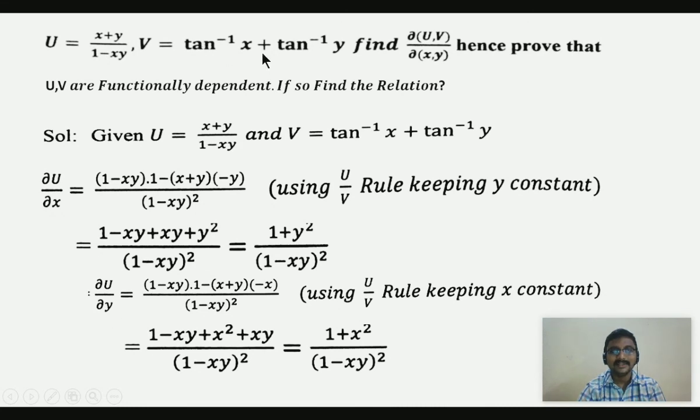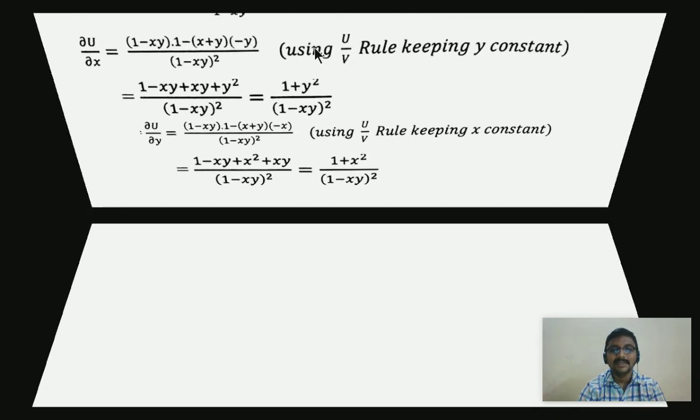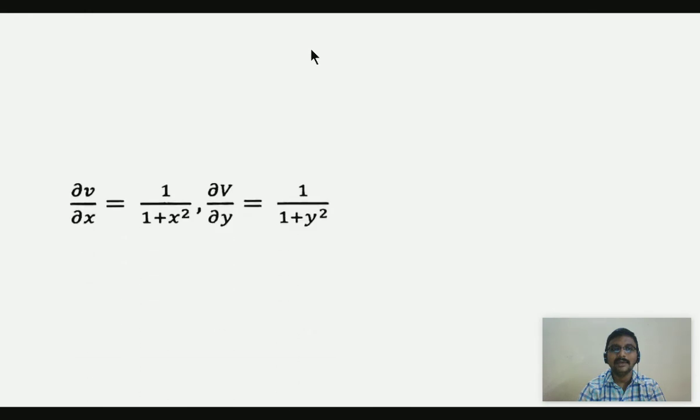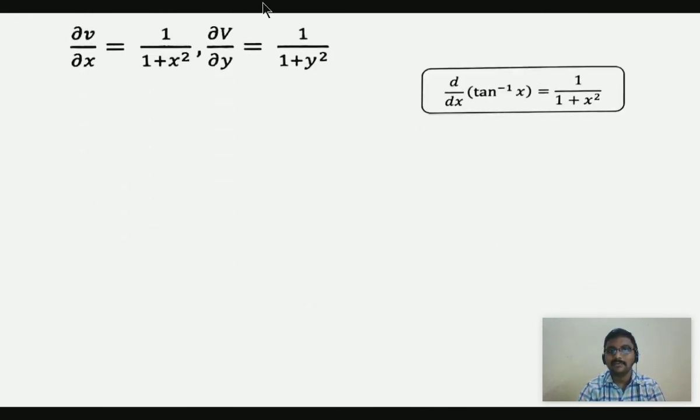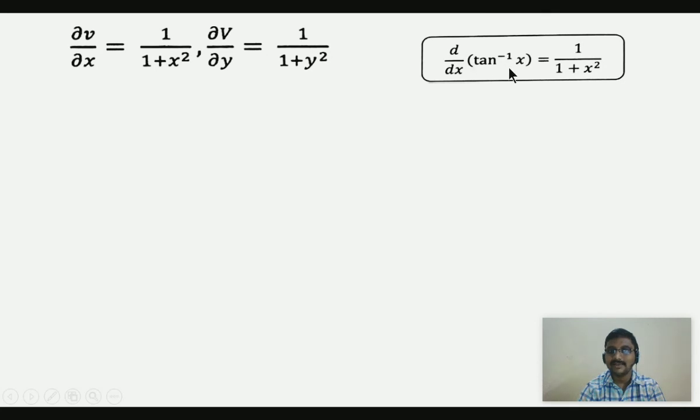Now since v is tan inverse x plus tan inverse y, ∂v by ∂x means tan inverse x derivative is 1 by (1 plus x square), tan inverse y derivative is 0. Similarly, ∂v by ∂y is tan inverse x derivative 0, tan inverse y derivative is 1 by (1 plus y square). So these are the values of ∂v by ∂x and ∂v by ∂y. We just have to know the formula that the derivative of tan inverse x is 1 by (1 plus x square).